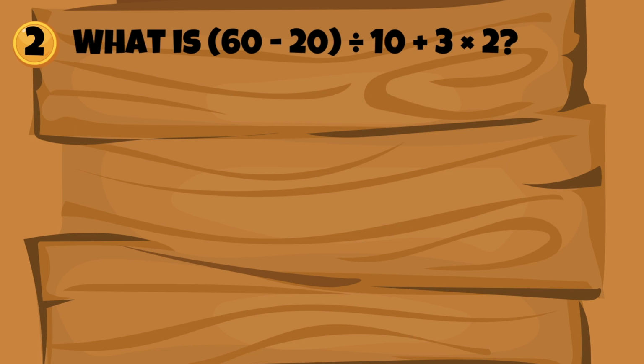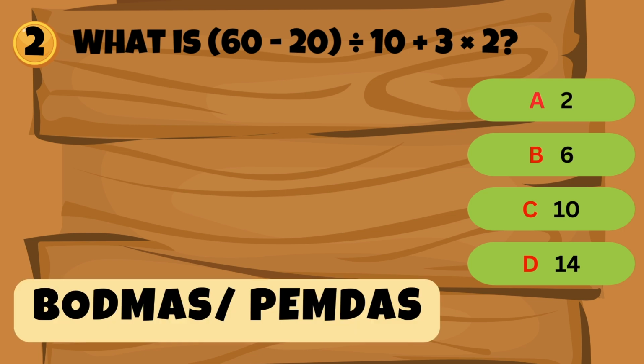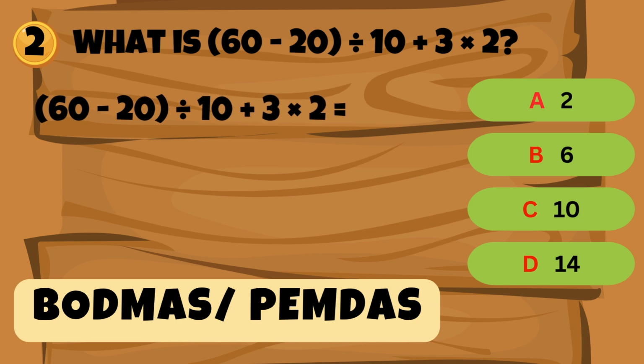Second question. What is 60 minus 20 divided by 10 plus 3 times 2? Do you remember the order of operations? BODMAS or PEMDAS? To recap, brackets or parentheses are completed first, followed by multiplication and division done from left to right, and then addition and subtraction also done from left to right.